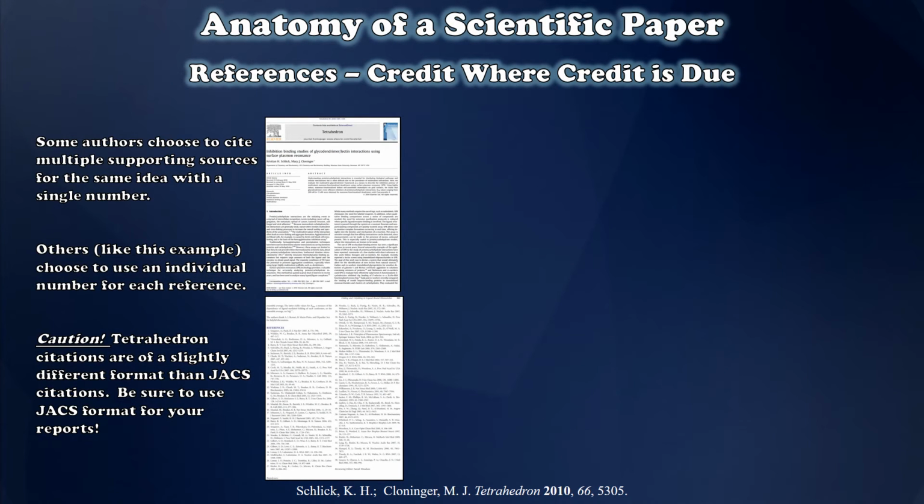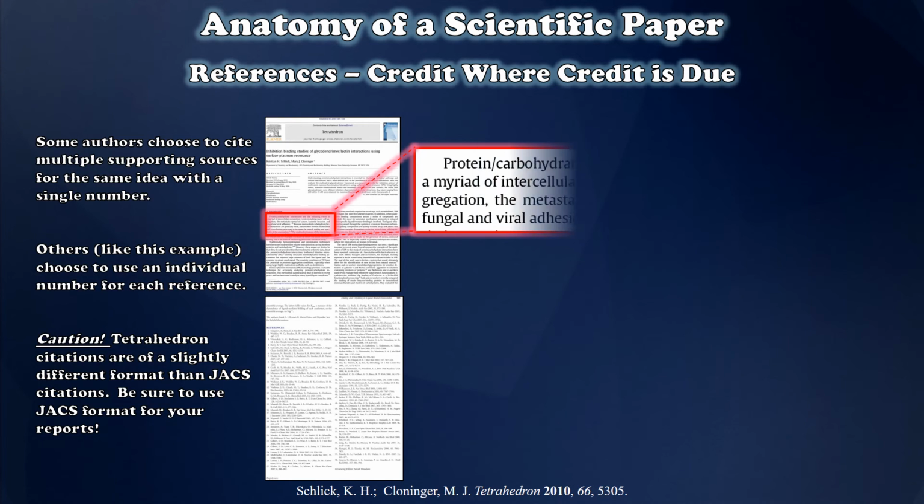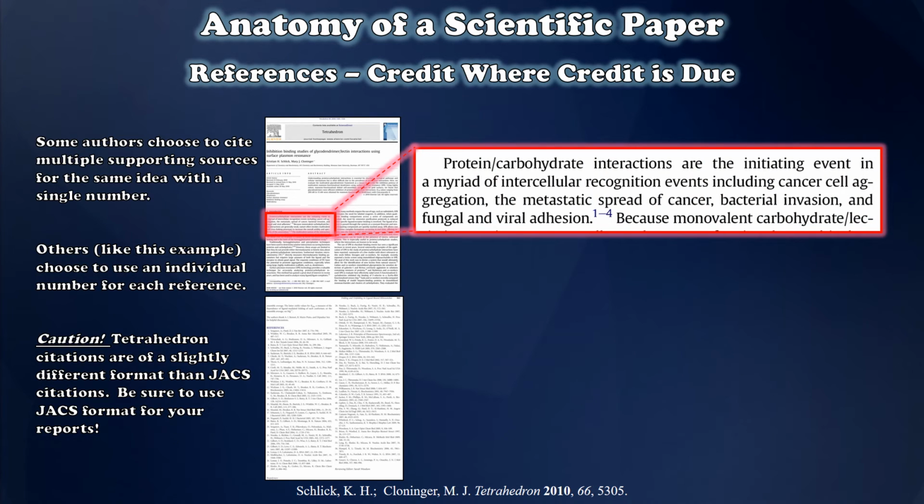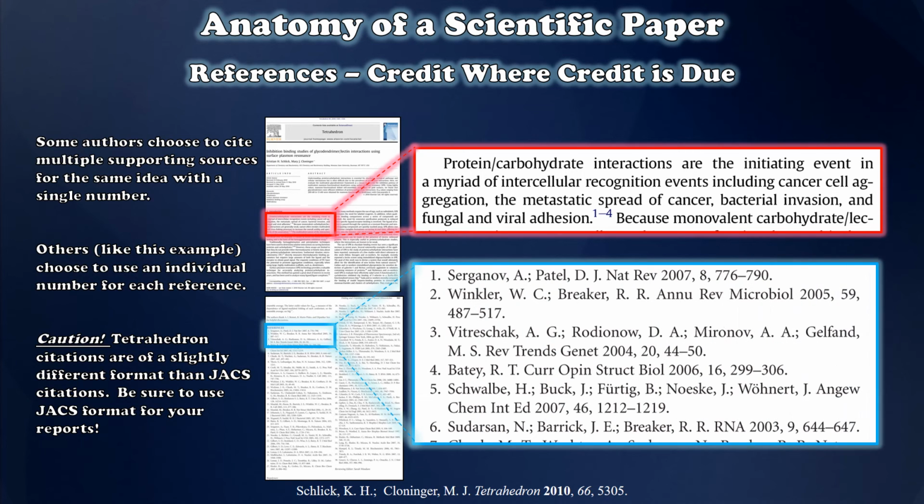And of course, the final section of our paper is the references section or bibliography, in which we give credit to those authors whose work we have relied upon to make our arguments. Take the example from our paper. The very first sentence of the introduction states that protein-carbohydrate interactions are the initiating event in aggregation of cancer cells, metastatic spread of cancer, bacterial, fungal, and viral infection. That's a lot to claim, and you've got to back that up somehow, and they have, in this case, with 4 different references, all of which are listed in their references section.